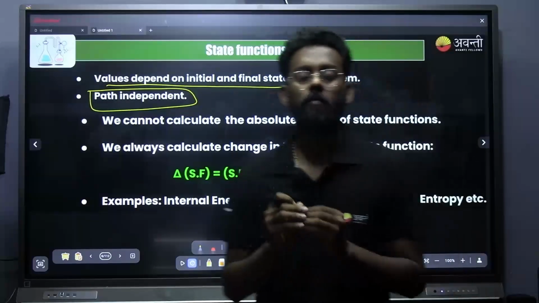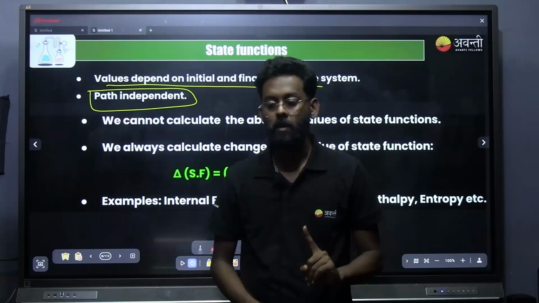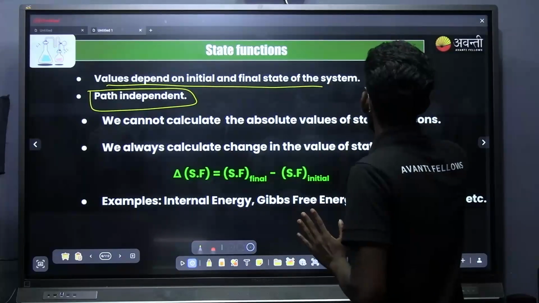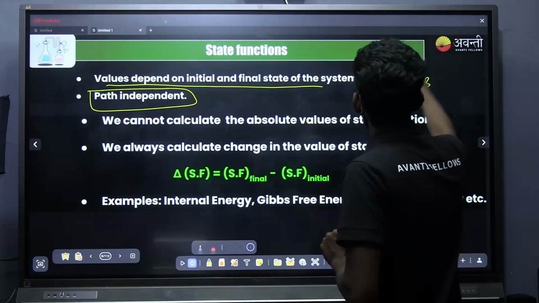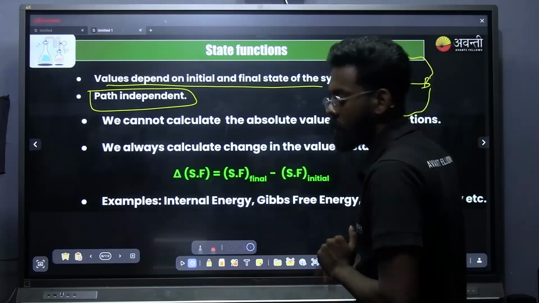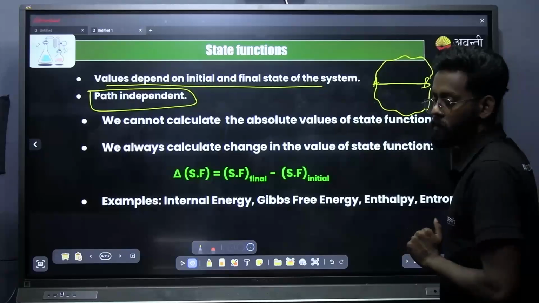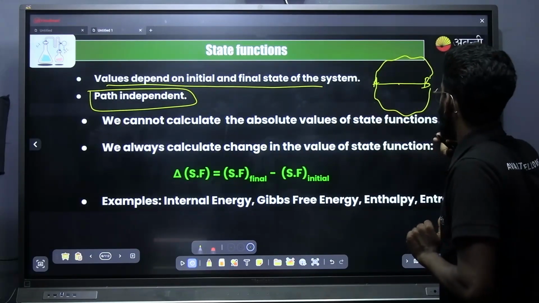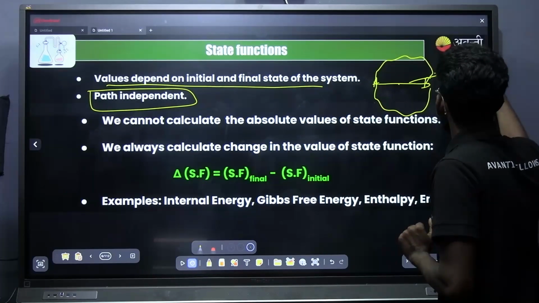For example, if I move from this position to that position, say A is moving to position B. A can move through different ways. But which is the shortest path? From A to B, a straight line is the shortest path. This shortest path depends only on the initial and final state of a system, right? It is what we call displacement, the shortest path.